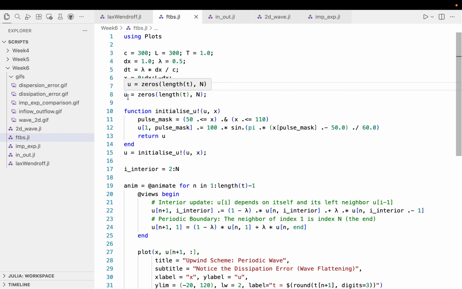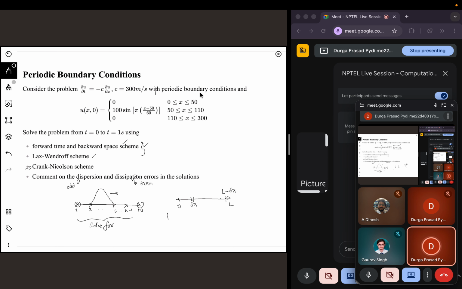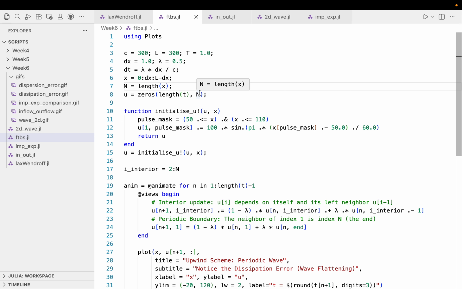U is a variable that we are trying to solve for. Here I've created it as a matrix of t times n. So my rows will be different time instances and columns are basically my space coordinate. So you have a matrix like this where each of these rows is my time coordinate equal to 0, delta t, 2 delta t, etc. And these are my x coordinates. So this is how I'm storing the solution variable. You don't ideally have to store all the time steps usually.